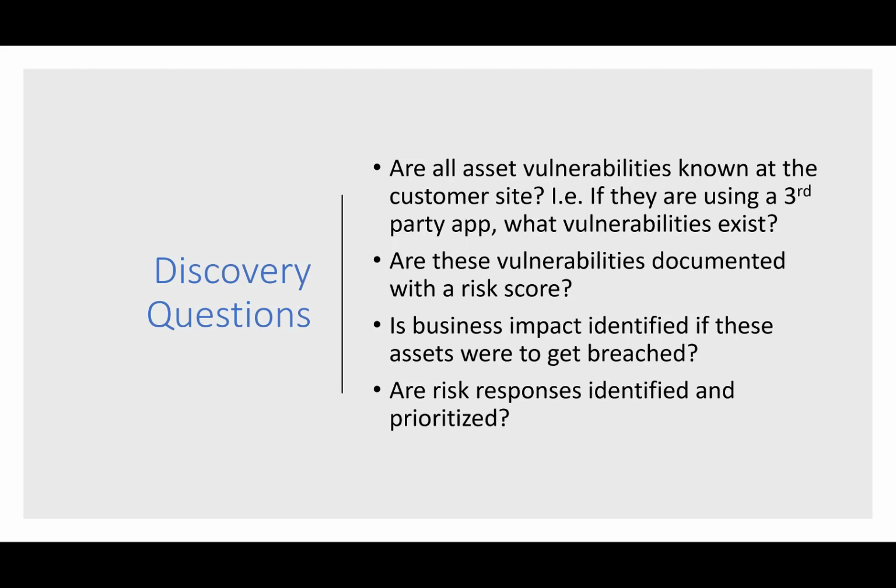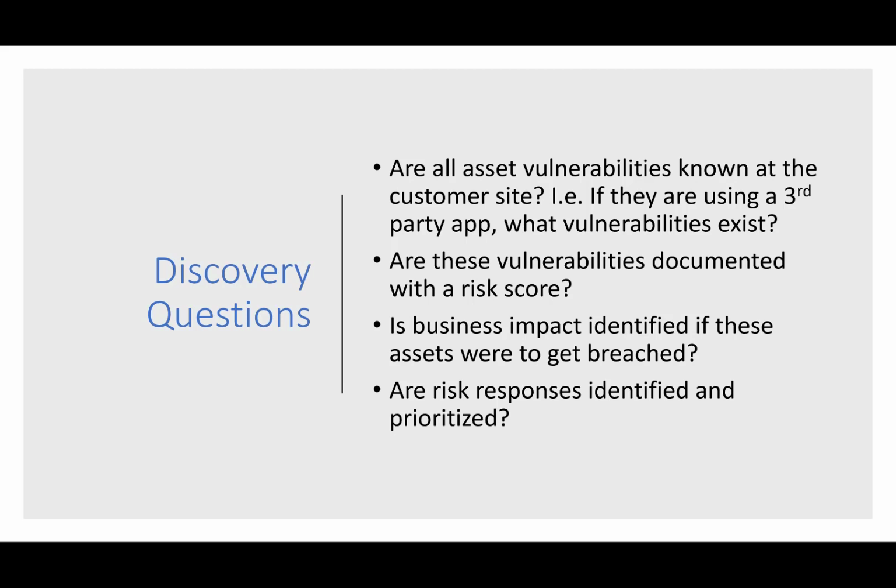Are these vulnerabilities documented with a risk score? So once you identify them, you should have a standard risk score that you apply, from maybe medium, high, low. It could be custom to your organization, but you should have something in place to identify what this looks like. So if an outside person looking in comes in, they understand what that looks like from your policy standpoint.